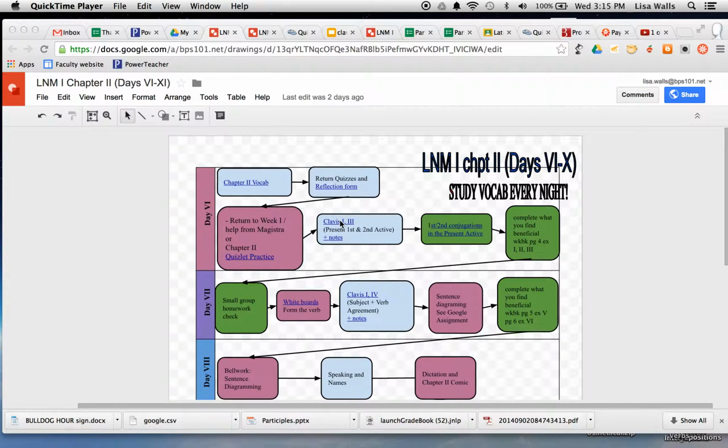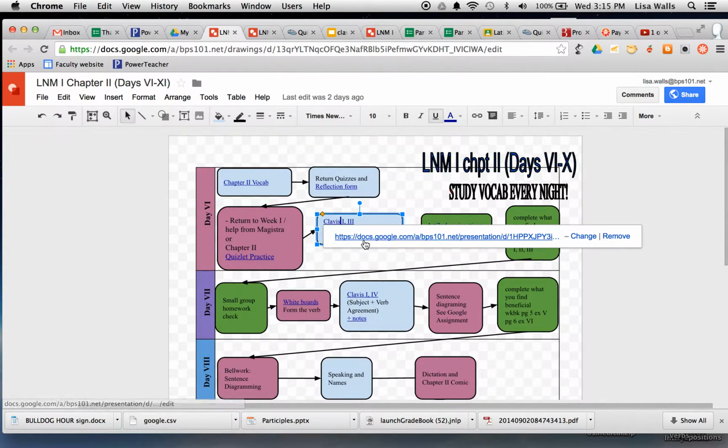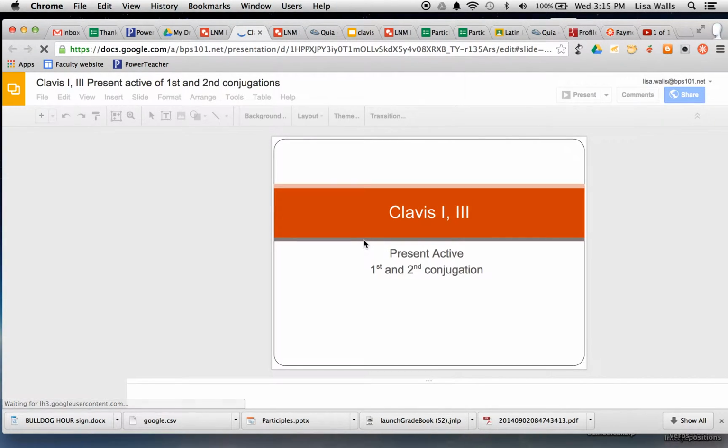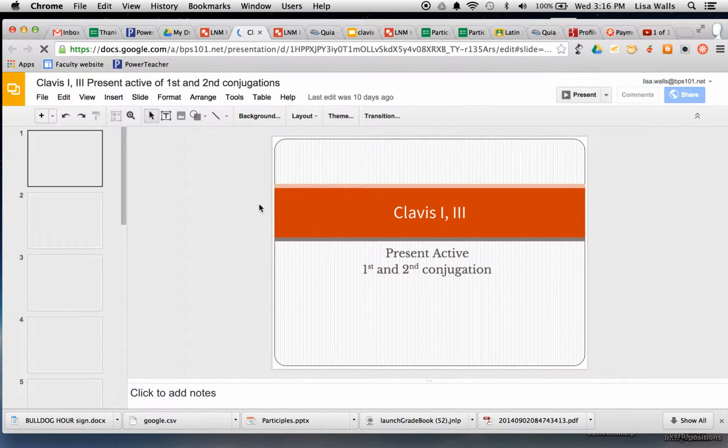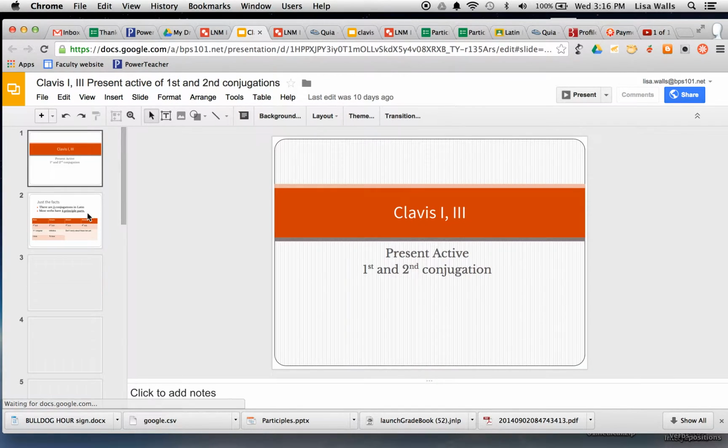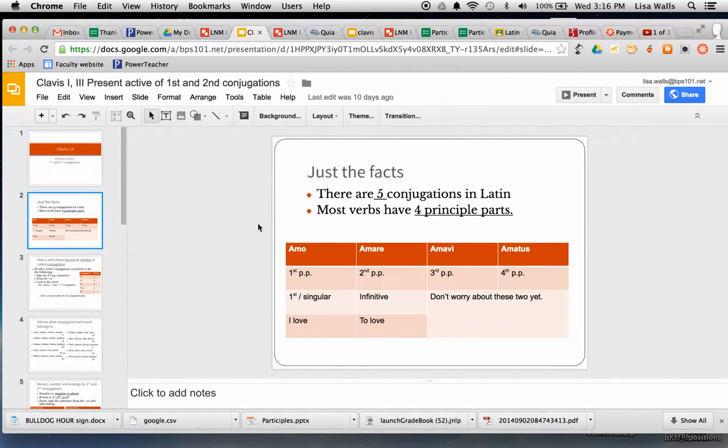So just kind of an instructional reminder about a couple things. Let's go to your first lesson that we did, and we're going to do this very quickly because you've already been through the whole thing, so you have an idea of what's going on. Alright, so this is about the present active and first and second conjugation. Okay, so when we talked about the facts, there are 5 conjugations, and most verbs have 4 principal parts. The first and the second one are the ones that you're concerned about. You don't have to worry about third and fourth, so just first and second.